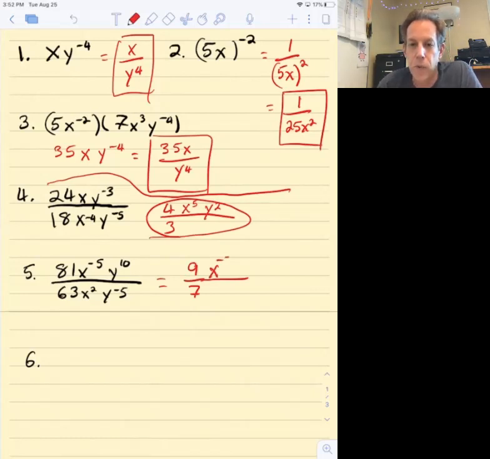And then at this point, this is not our final answer because the x still has a negative exponent. So when we take care of that, we'll have 9y to the 15th over 7x to the power of 7. Okay, so the only thing we had to do on that last step is just move the x to the denominator since it had a negative exponent.